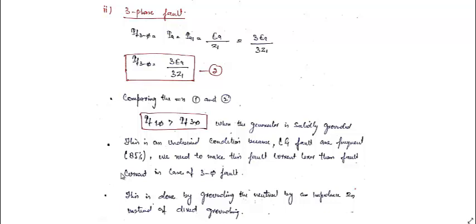This is an undesired condition because the frequency of the single line to ground fault is 85%, and we have to make this current lesser than the fault current in case of a three-phase fault, because in that case the frequency of the severe fault will be more. But we have the provision to make this single line to ground fault current lesser as compared to the three-phase fault by simply introducing an impedance Zn in the ground instead of direct grounding. This can be done simply by connecting the neutral to ground through Zn.